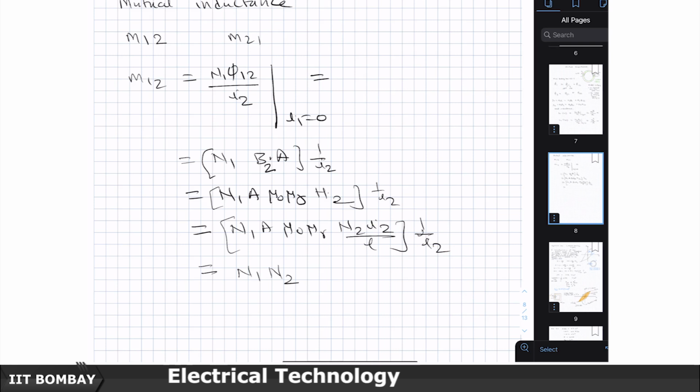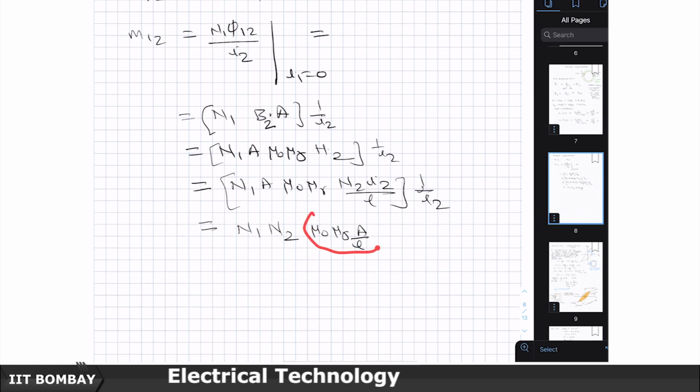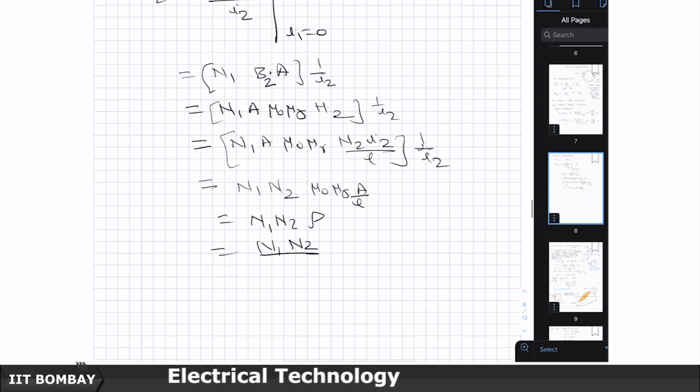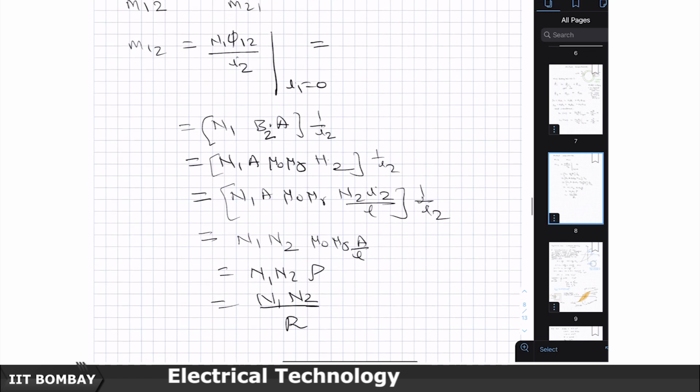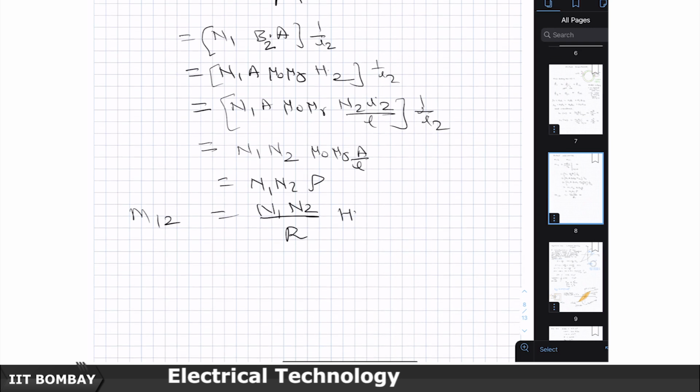N1 N2 mu 0 mu r A by L. But what is this? This is the permeance associated with this magnetic structure, which is N1 N2 rho, which is also the same as N1 N2 by the reluctance of this circuit, and again the unit is H. So, therefore, M12 is N1 N2 by the reluctance of the circuit, and therefore, it is very obvious that if you want to calculate M21, you should just interchange the subscripts 1 and 2. The reluctance is the same either way, so it does not matter.